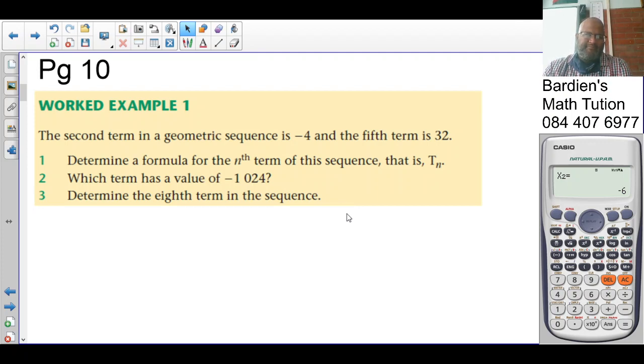Determine the formula for the nth term. Okay? So how do we start the formula? It's going to be Tn is equal to A R to the n minus 1. Right, write down the formula quickly.